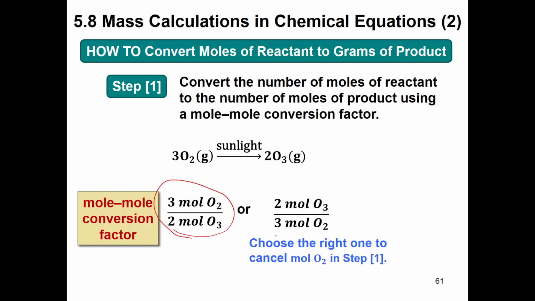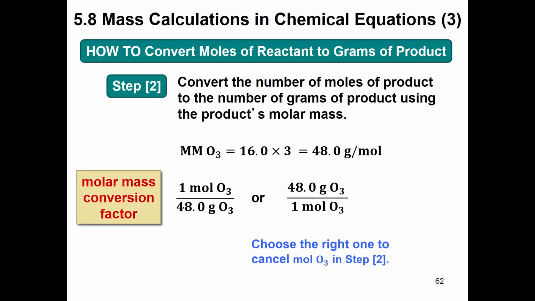I can do either one of these, right? So if I'm starting with moles of O2, then I know that moles of O2 would have to be on the bottom in order to cancel that out. Then I'm going to convert the moles of product to grams of product using the molar mass. So the molar mass of O3 is 16 grams per mole for each oxygen times 3, which gives me the formula weight, or the molar mass, of 48.0 grams per mole.